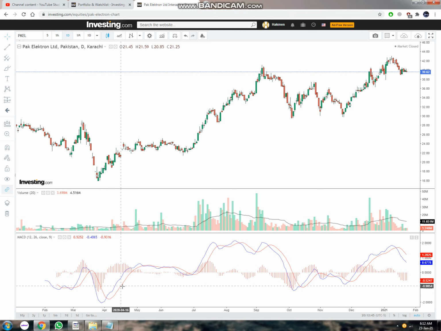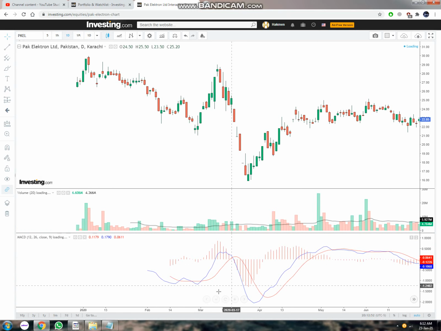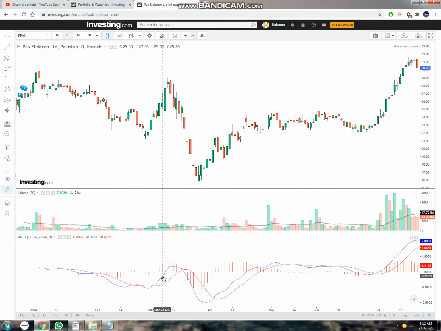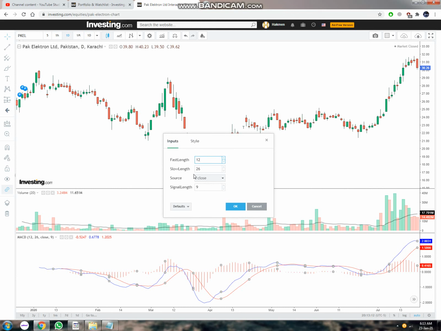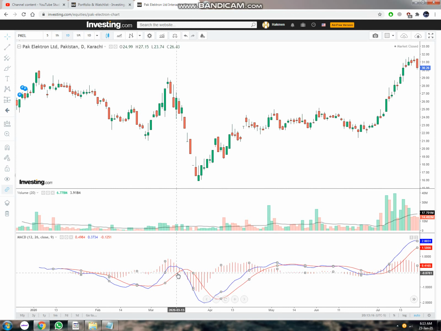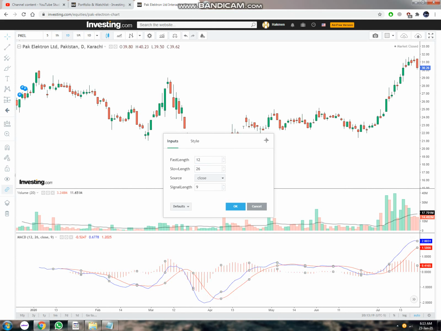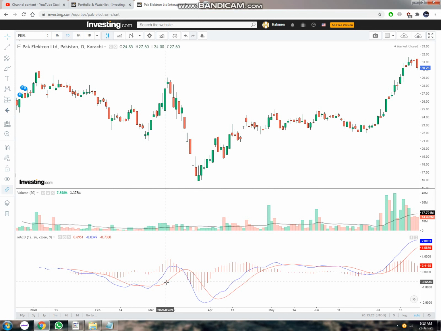To better understand this MACD, this blue line is a 26-day moving average, and this is a 12-day moving average. So if this line is trading above this red line, it means the trend is moving up. It's an uptrend. The stock is uptrending.